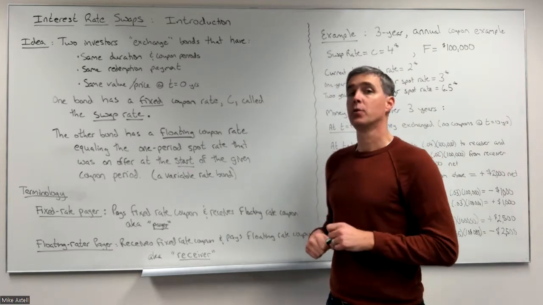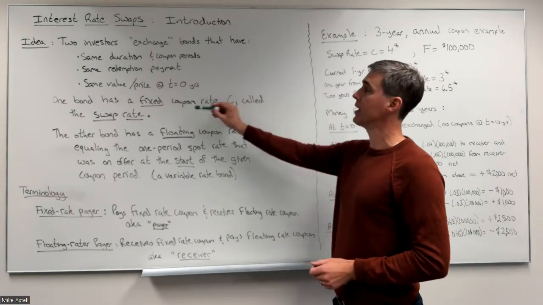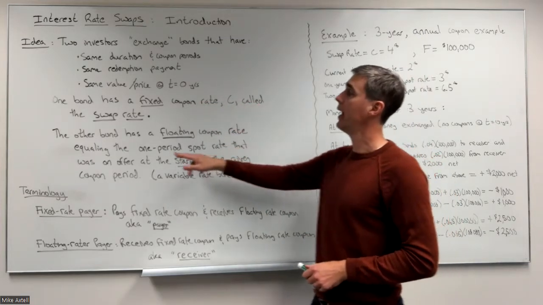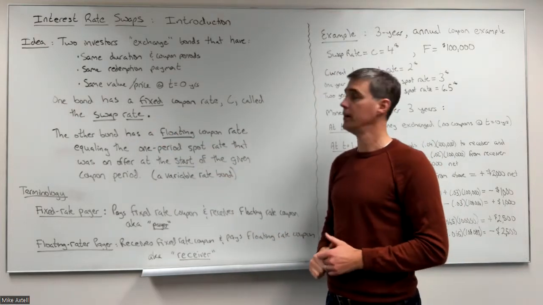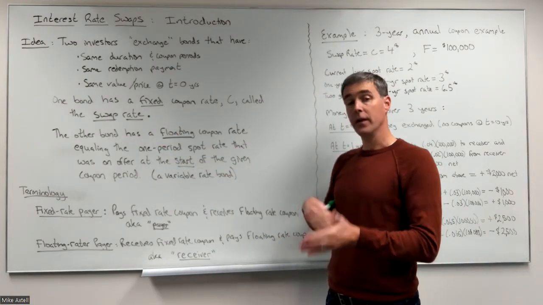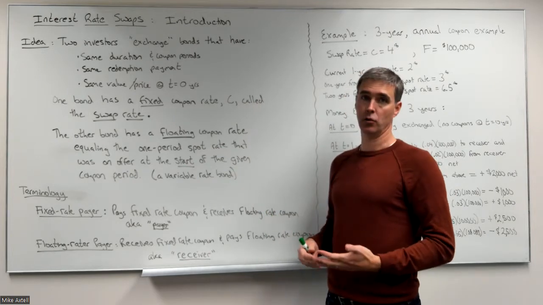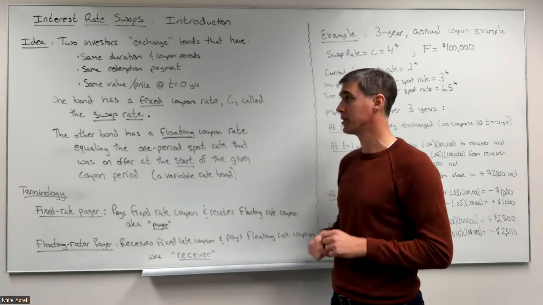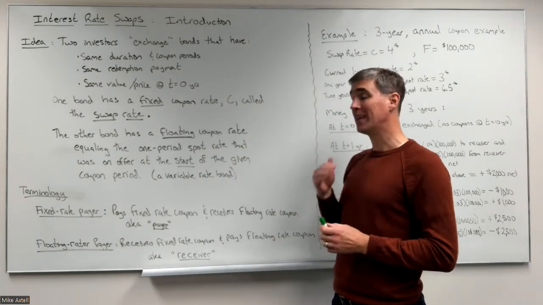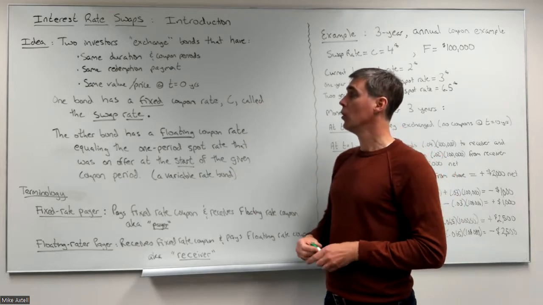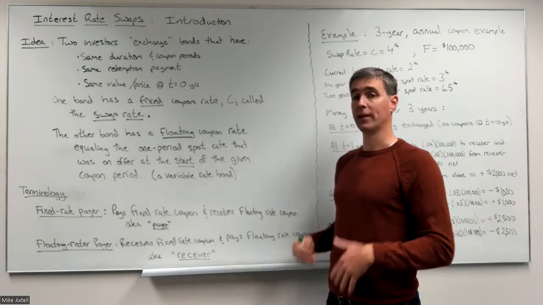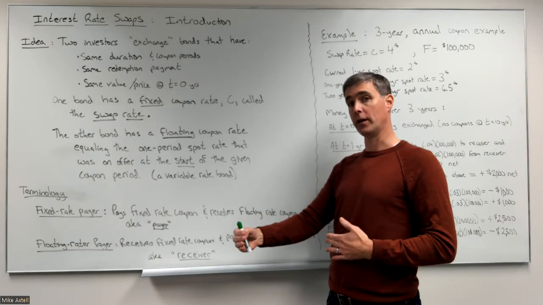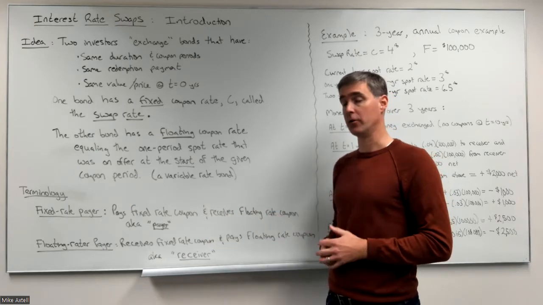The only difference between the two bonds is one of the bonds has a fixed coupon rate that we'll denote C, and it's called the swap rate in this area. The other bond has a floating coupon rate, so it's going to vary, and we don't know how it's going to vary. But the way we determine it is at the beginning of each coupon period, we look at the one period spot rate that's in effect for the very next period. That will be the coupon rate for that period, and it'll be paid at the end of the period.